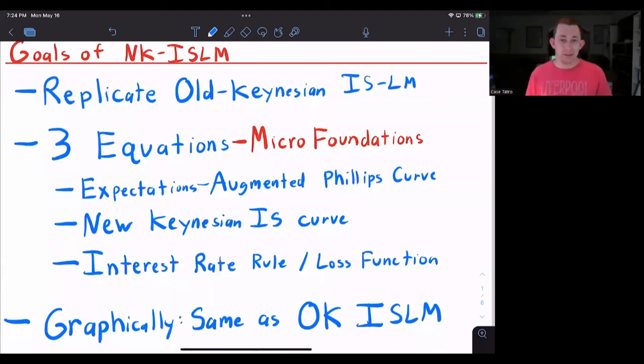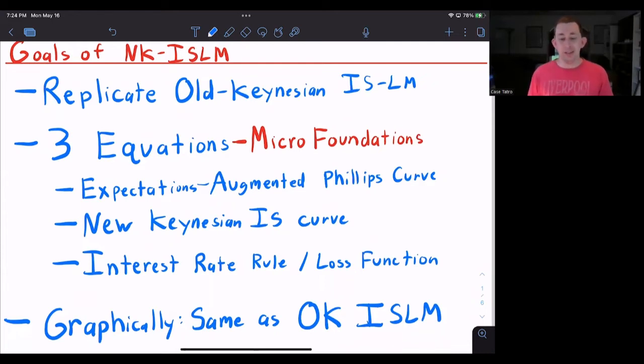Today we're talking about the new Keynesian ISLM. We're just starting to get into it. We're not really going super deep into what's happening. We are trying to replicate old Keynesian ISLM. We think old Keynesian ISLM is pretty good, has a lot of useful implications. It's really easy to analyze policies with that ISLM graph.